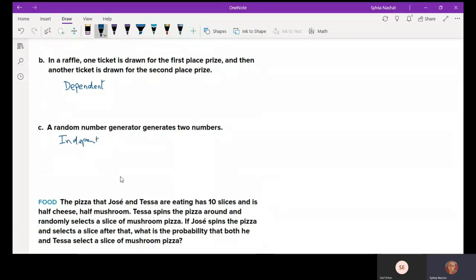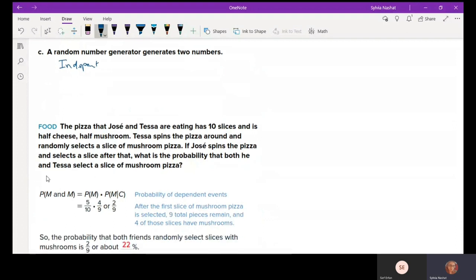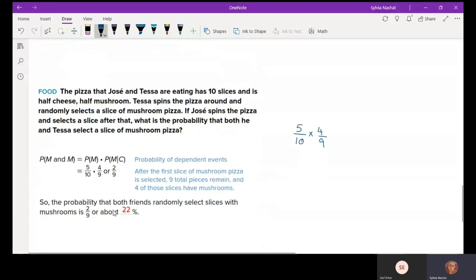The pizza that Josie and Tessa are eating has 10 slices and is half cheese, half mushroom. Tessa spins this pizza around and randomly selects a slice of mushroom pizza. If Josie spins the pizza and selects a slice after that, what is the probability that both she and Tessa select a slice of mushroom pizza? We know that they are half mushroom, half cheese, and a total of 10 slices, so the mushroom is 5 out of 10. This is for the first spin. The second spin will be 4 over 9 because they have been affected by each other, and the total will be 2 over 9.